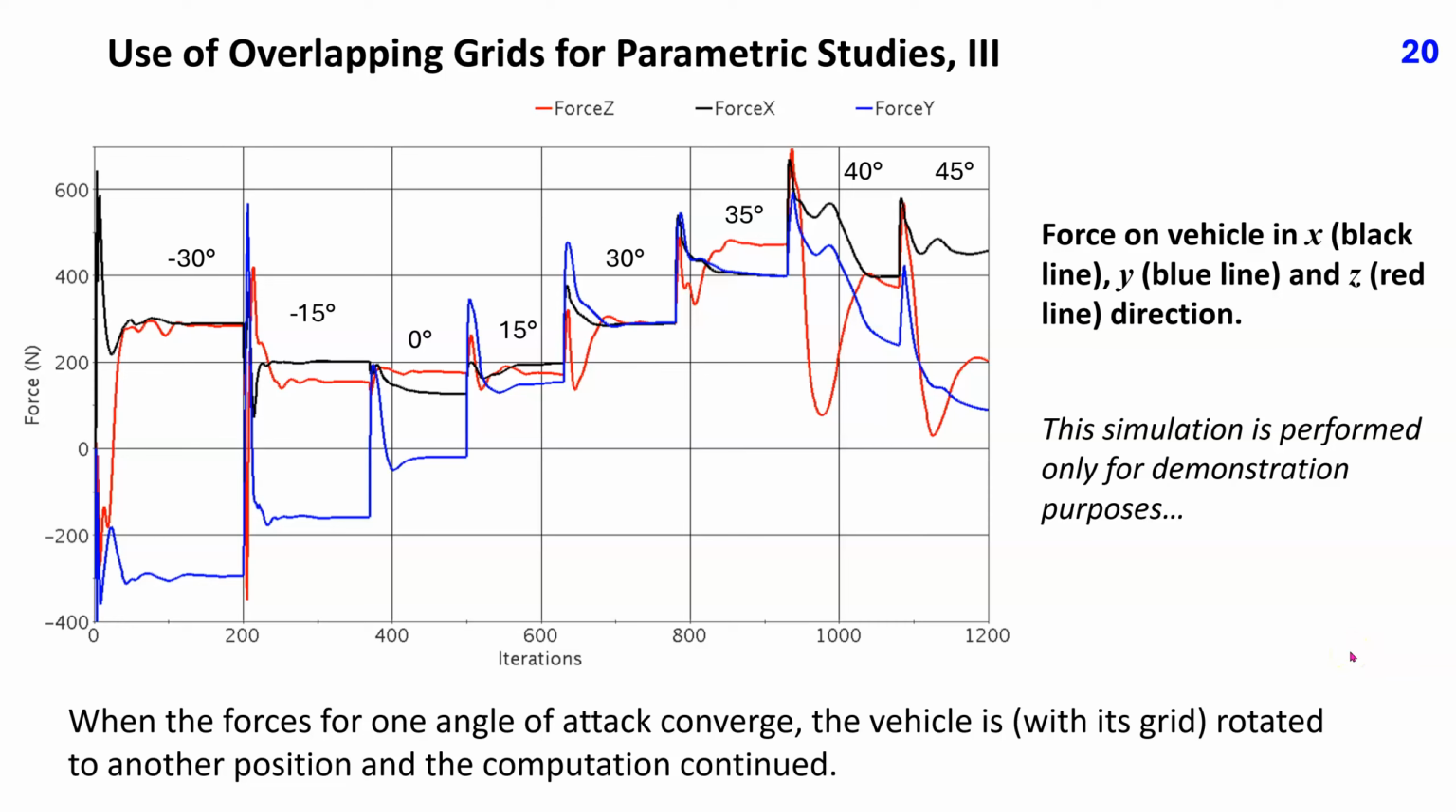This diagram shows the forces on the vehicle in flow direction: black line, cross flow direction: blue line, and vertical direction: red line, for 8 angles of attack. When forces for one angle of attack converge, the vehicle, with its grid, is rotated to another position and the computation continues until the prescribed range is finished. This simulation is performed only for demonstration purposes with a simplified vehicle model.